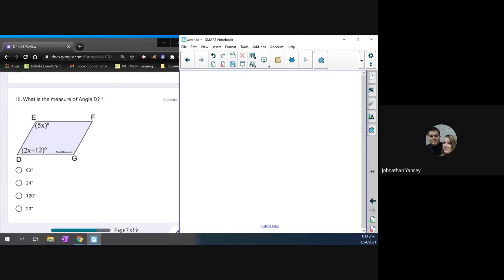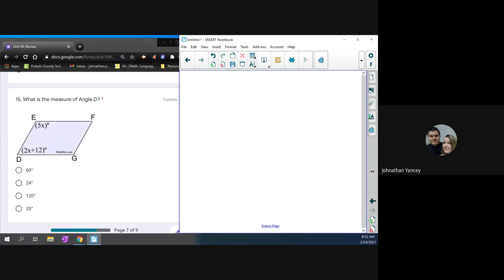All right, so number 15 says, what is the measure of angle D? And angle D says that it's 2x minus 12 degrees. But I don't really know what that means. I'll do the same thing, but it would be with the plug them in, but then you put the equal sign at the end, put a 180.